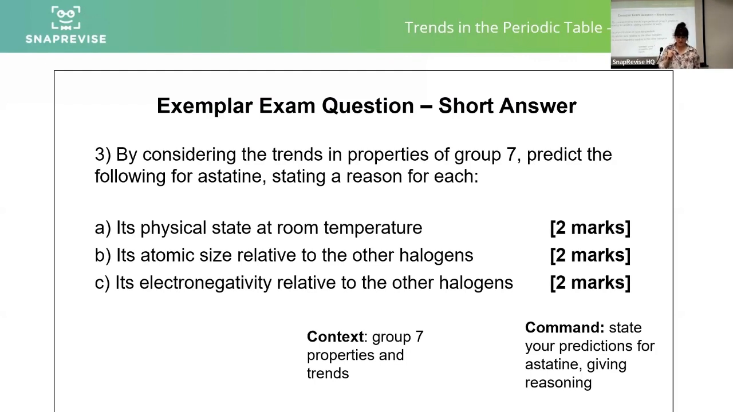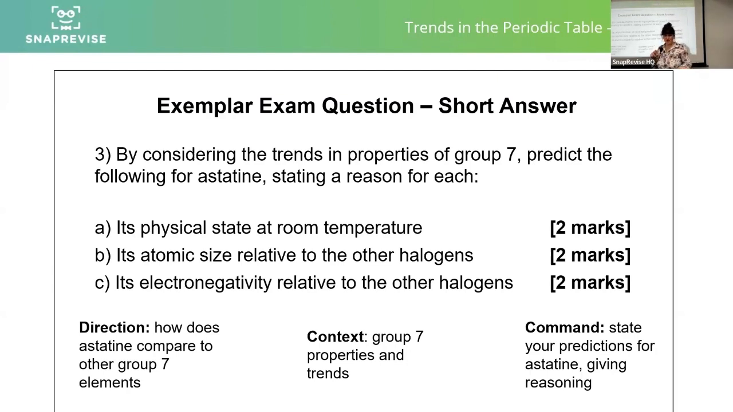State a reason for each. So give a short reason for each. They don't want long sentences because it's just said state, so a short reason for each answer. And the direction, well, I've been asked about the trends in properties, so physical state of astatine being at the bottom of the group. So as the trend changes, what is the physical state of astatine likely to be? Its atomic size and its electronegativity.